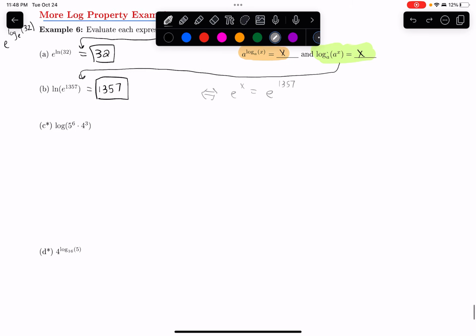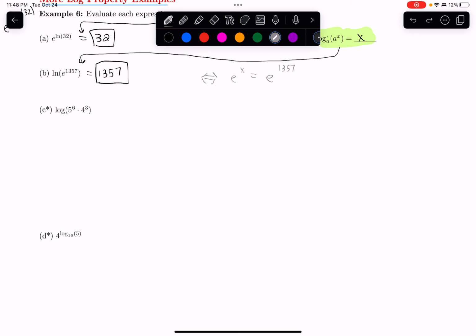Okay, all right. So now let's take a look at two more examples, but let's up the difficulty a little bit. I've got this log expression. This is technically a log base 10 here. And then I've got this exponential type thing. So I want to give you a chance to try these first.